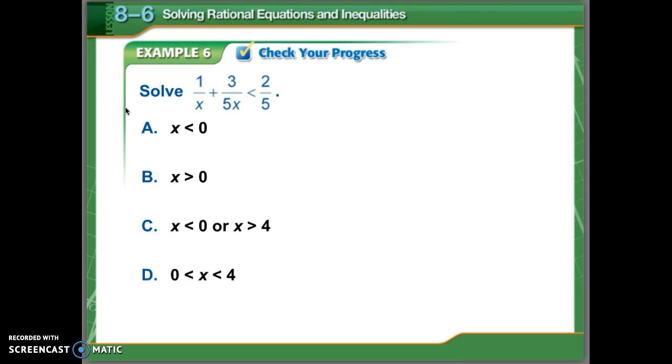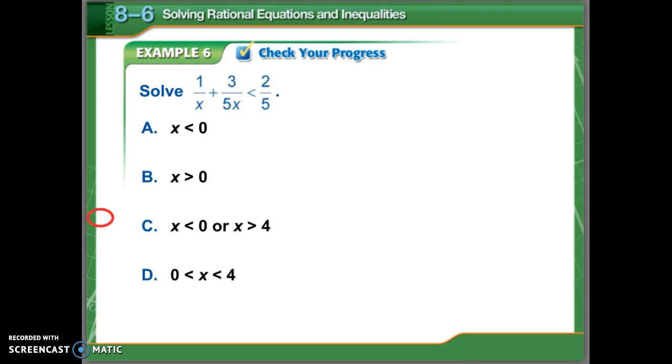Okay, we're looking at the check your progress for example 6. We have to solve this equation 1 over x plus 3 over 5x is less than 2/5. So pause the video as long as you need, work out the problem, solve it the exact same way as we looked at for example 6 in the previous one, and have your answer go into the next screen.